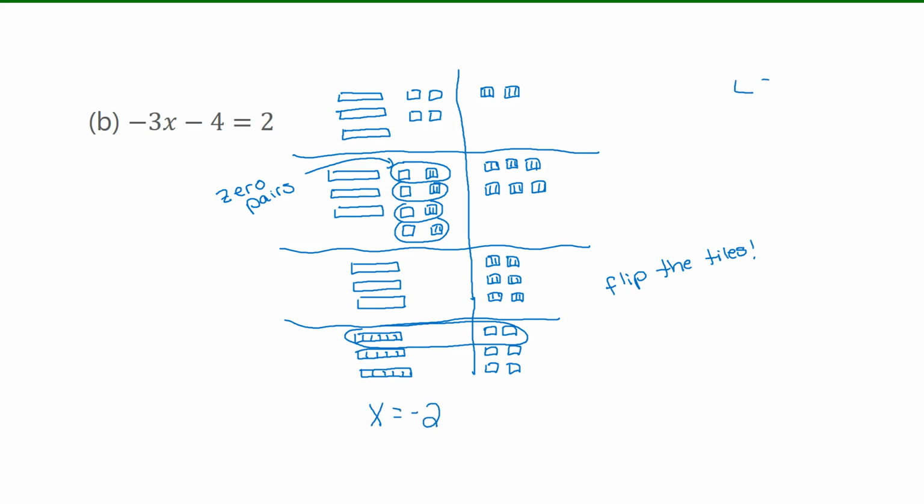So now to verify that, I'm going to plug in x to be -2 into my equation and see if the left side is equal to 2. Now on the left side, I got -3 times a -2. That's a positive 6. Now 6 minus 4 is 2. So since 2 is equal to 2, we have it verified.